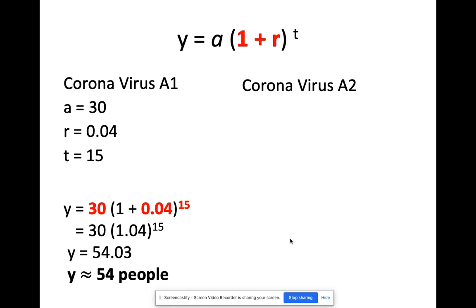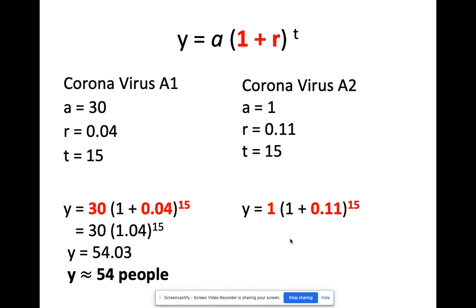While coronavirus A2, it started with one person. However, the infection rate is 11% or 0.11. Then t is 15. So again, you just have to substitute. Okay, so y equals 1 times 1.11 raised to the 15. Y would be 4.78, or approximately 5 people.